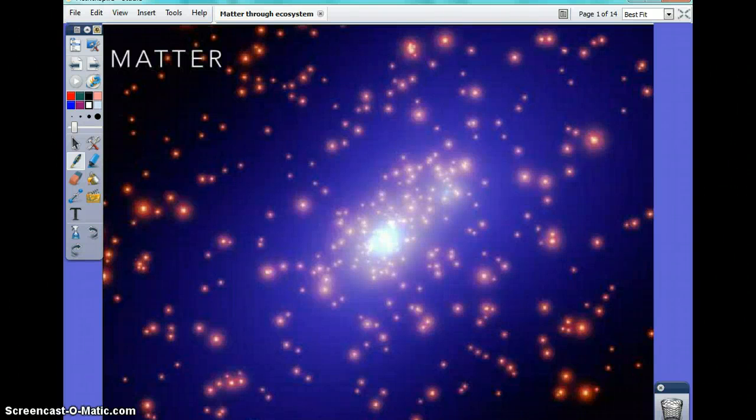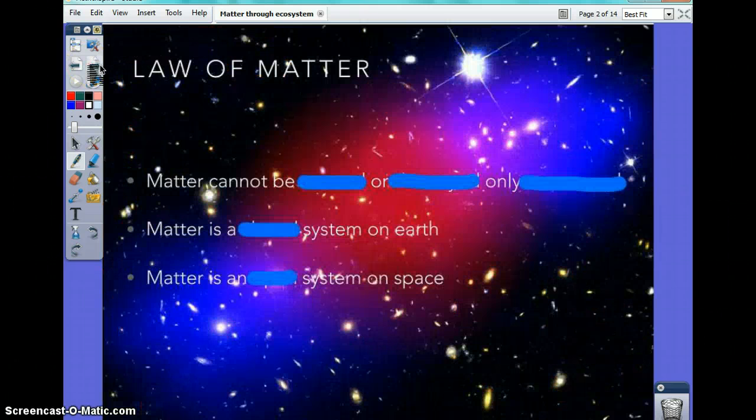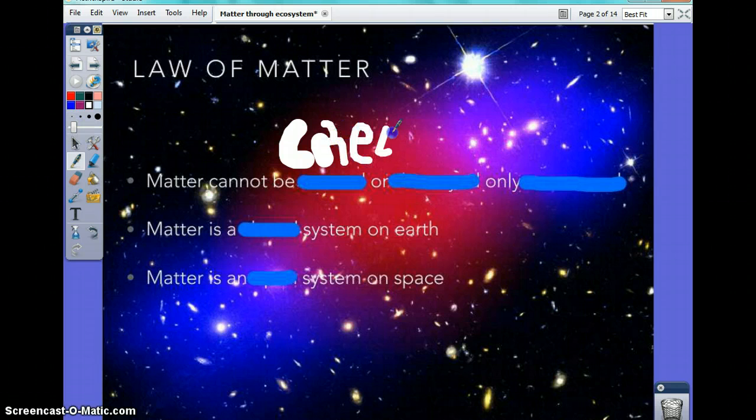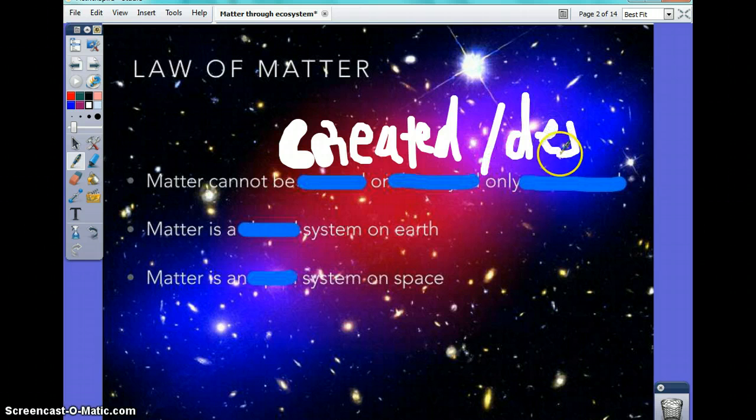Okay, so this is the unit on matter and how it moves through the world. The laws of matter state that matter cannot be created or destroyed, it can only be transformed, rearranged. On Earth, matter is a what system? Closed. And in space, it's open.